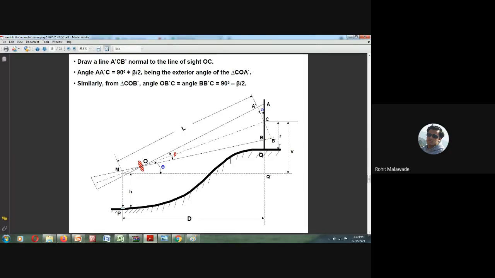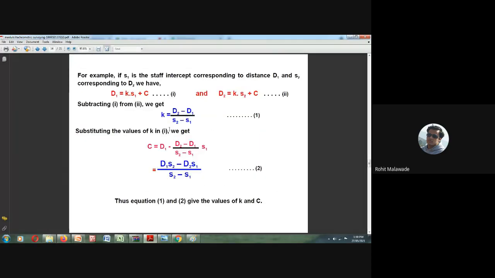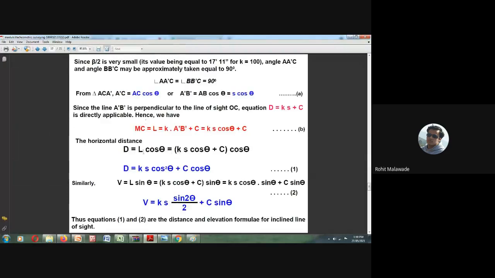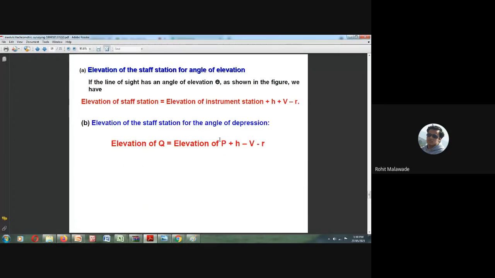Okay. So basically you need to remember two formulas, that is d is equal to ks cos square theta plus c cos theta, and v is equal to ks sine 2 theta divided by 2 plus c sine theta, if you want to measure the horizontal distance and the vertical distance, and the rest you can get from the diagram.